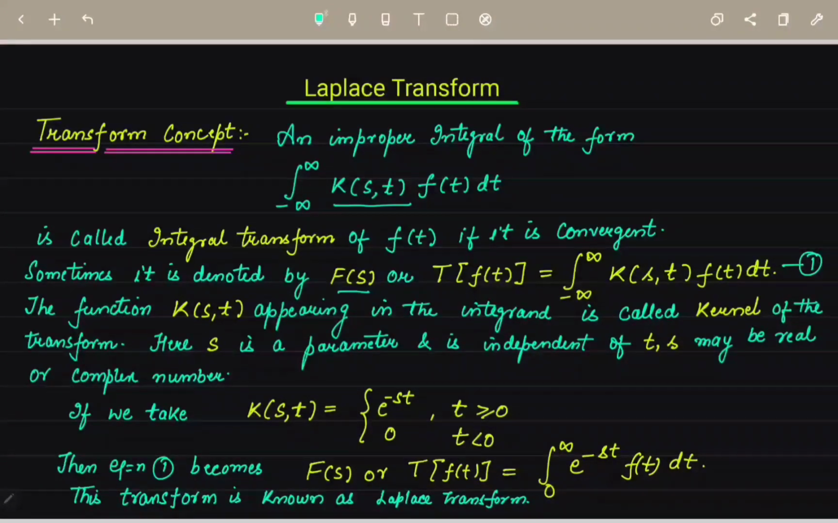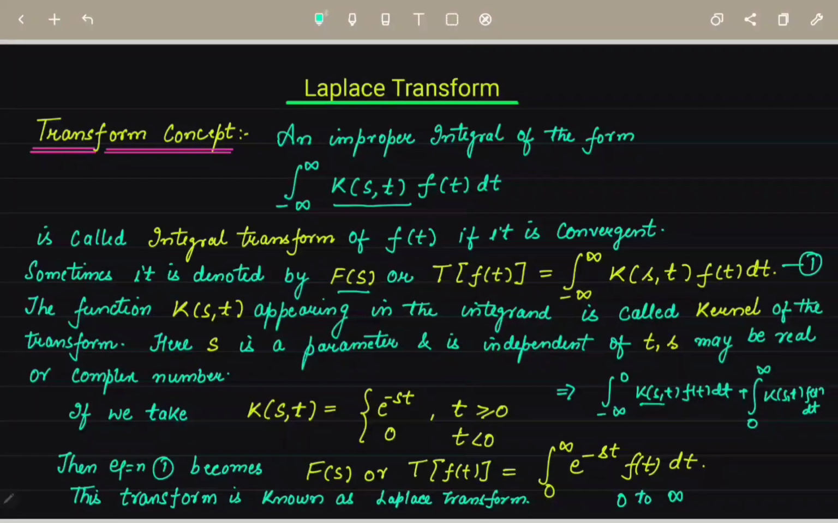Also note here that we integrate the first equation with limits 0 to infinity. So this is our Laplace transform. Basically, in this equation we are breaking the interval into two parts. The first part will be from minus infinity to 0 of kernel k(s,t) f(t) dt, plus the other integral from 0 to infinity of kernel k(s,t) times f(t) dt.